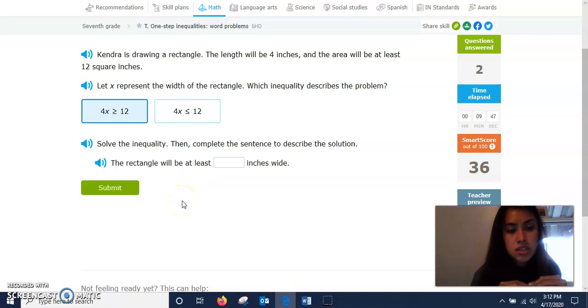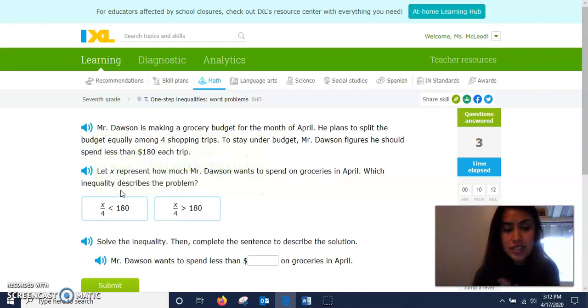Now it says solve the inequality, then complete the sentence to describe the solution. So I have 4 times x is greater than or equal to 12. To do the opposite of multiplication, which is division, 12 divided by 4 is 3. So the rectangle must be at least 3 inches wide. Perfect.